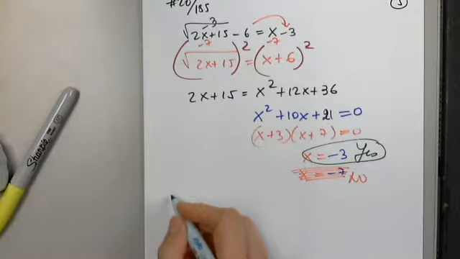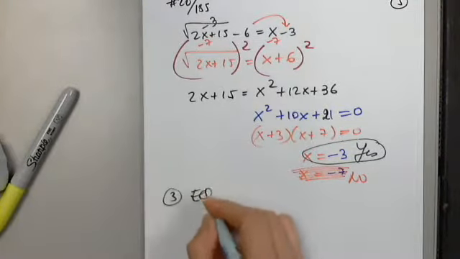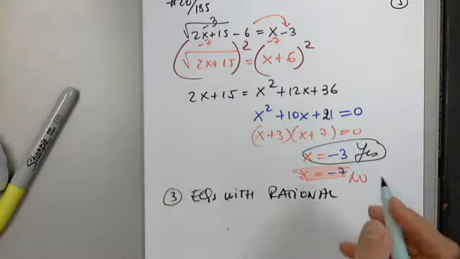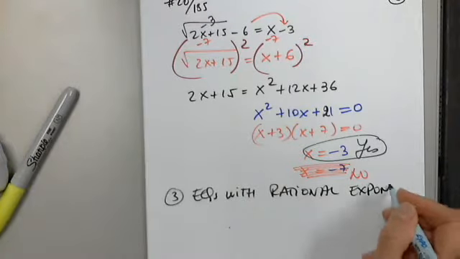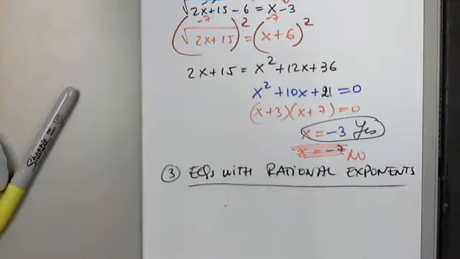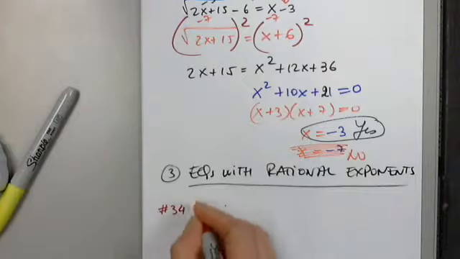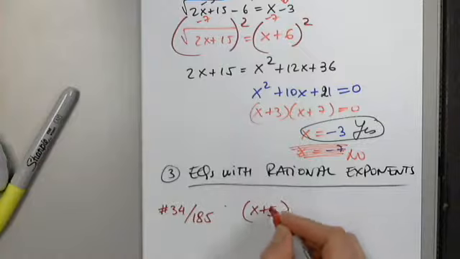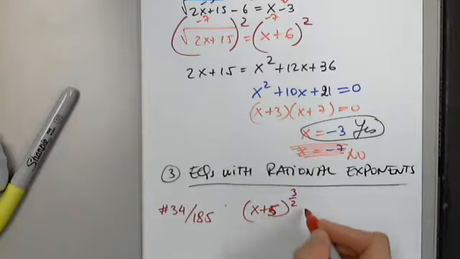The next type, number 3, equations with rational exponents. Equations with rational exponents. Okay. On page 185, same page, let's look at 34. And this is x plus 5, sorry, raised to 3/2 equals 8.